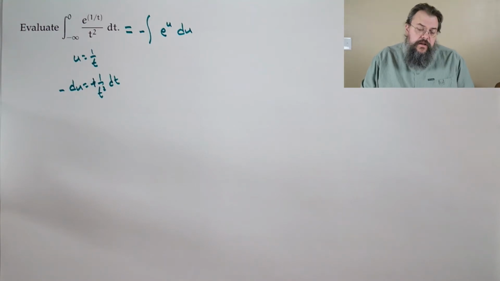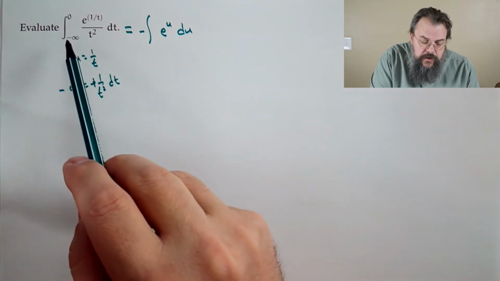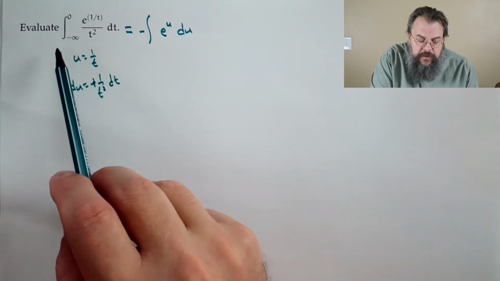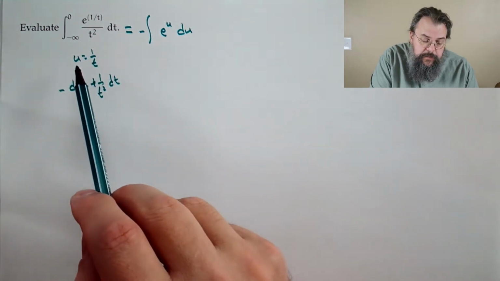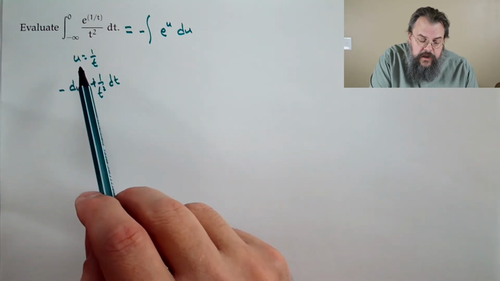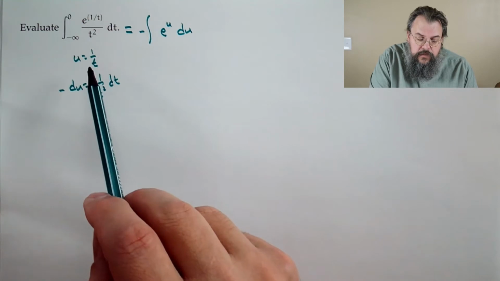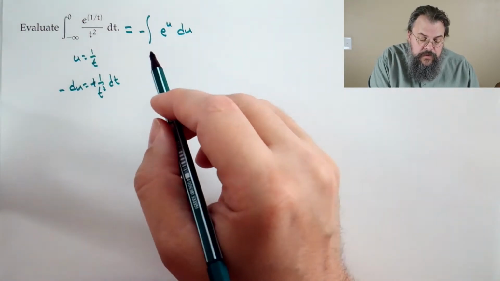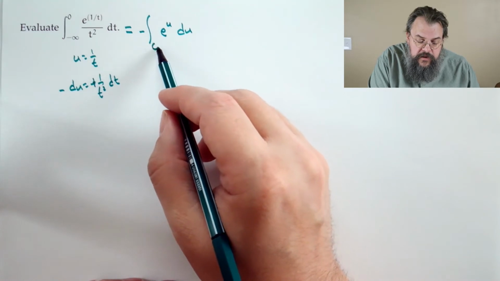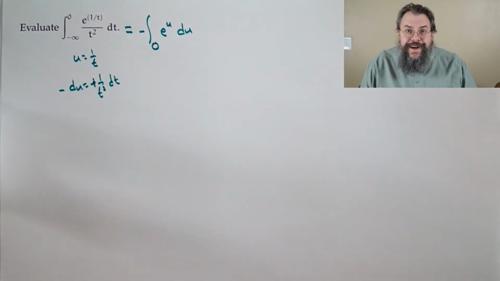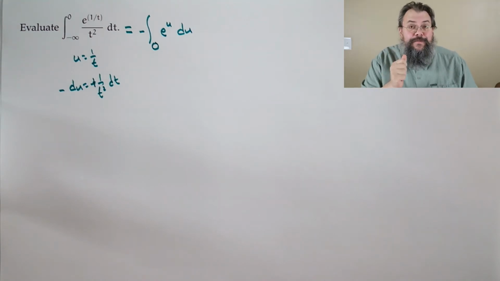So with that in mind, we say, okay, if we want to say what do the new bounds become, well, what happens as we go to infinity? In particular, what happens to u? Well, as we go to infinity, we're going to go to 1 over a large negative number. But 1 over a large number, positive or negative, goes to 0.